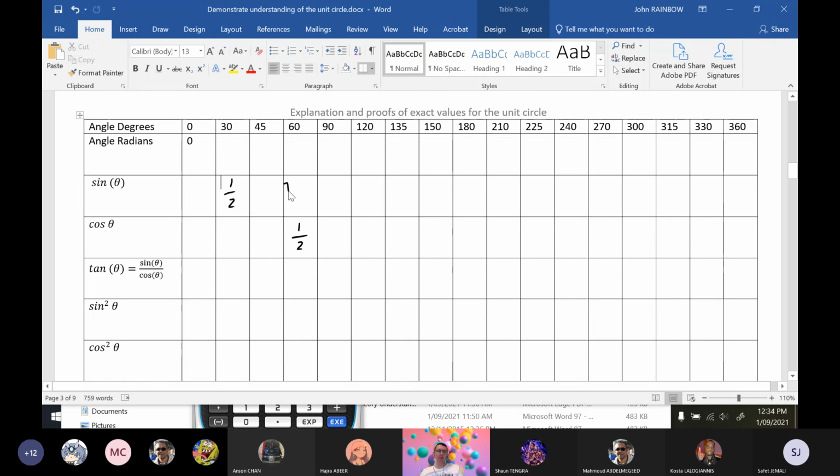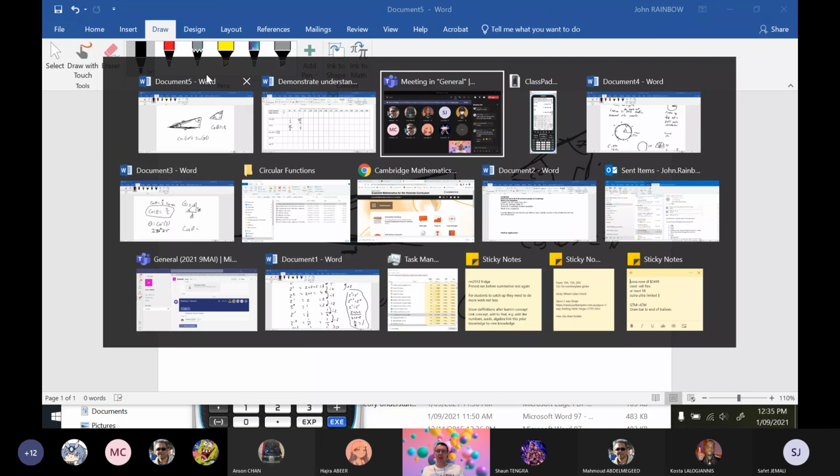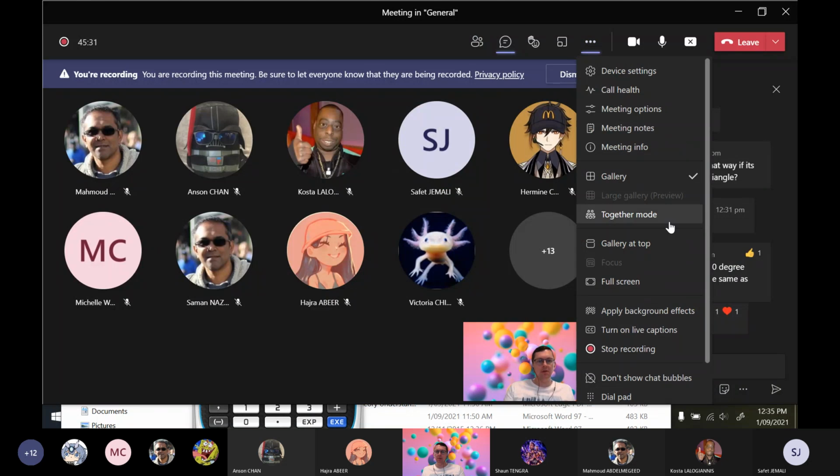Now, if you haven't got your table up yet, don't stress. We'll get onto this next lesson. If you do have your table and you've printed it out, you can do that. All right, I'm going to leave it there, guys. Any questions on that? I will stop the recording.